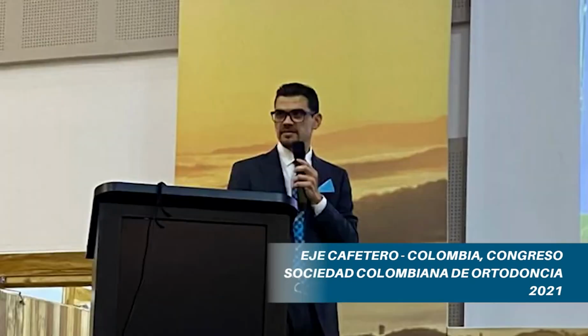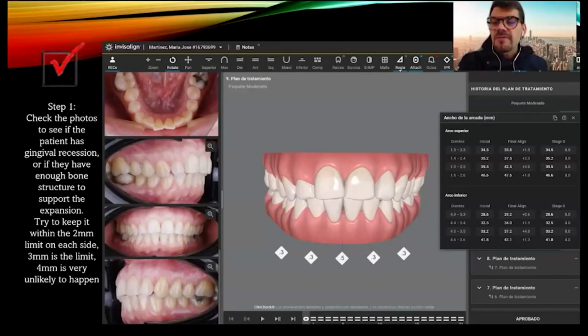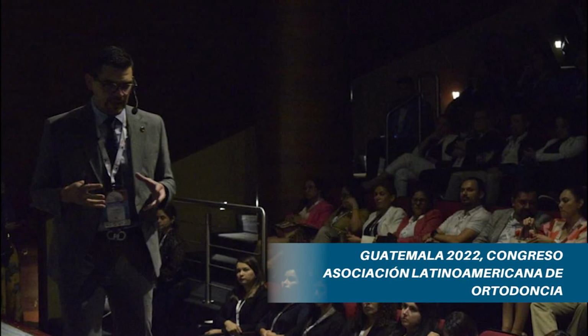Step 1. Check the photos to see if the patient has gingival recession or if they have enough bone structure to support the expansion. Try to keep it within the 2 millimeter limit on each side. 3 millimeters is the limit, and 4 millimeters is very unlikely to happen.